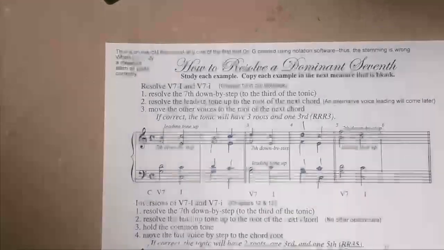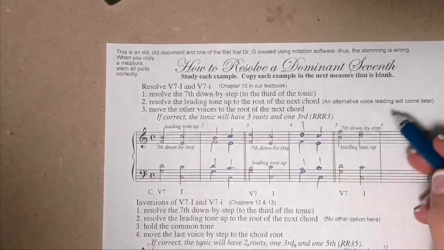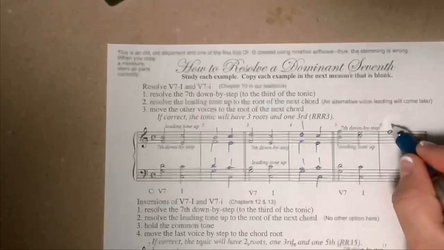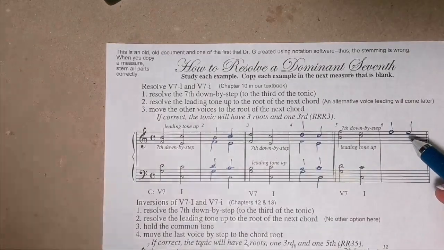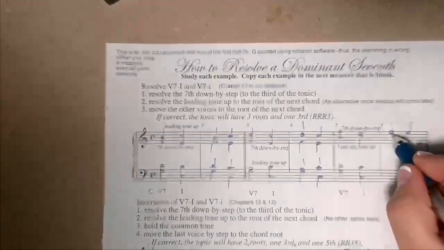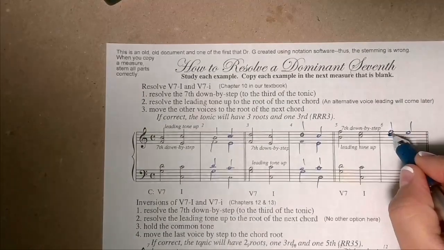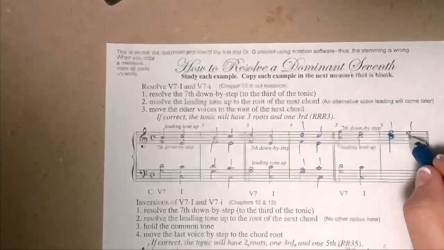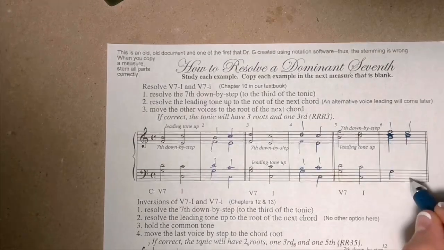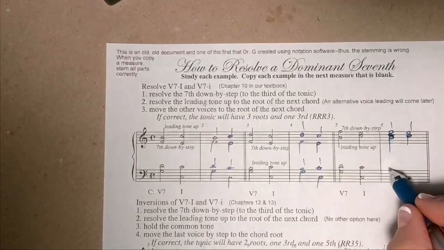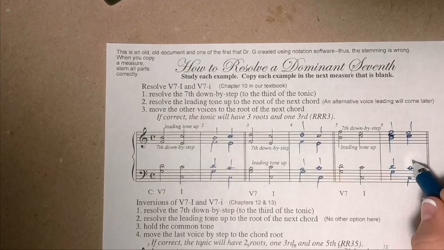Same thing again in measure 5. This time G, B, D, F. F in the soprano steps down. F is the 7th. It's going to step down. The leading tone was in the alto, and it can go up to tonic. The bass is moving root to root. The tenor had the 5th, and it steps down to tonic.